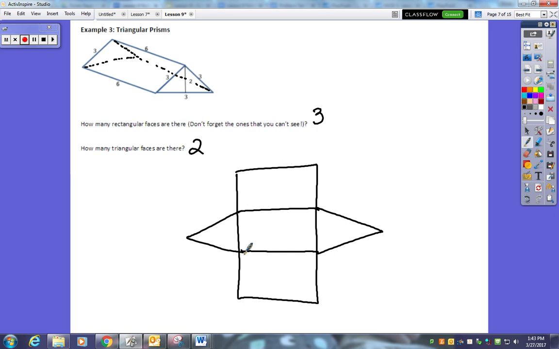Looking at this, my rectangles are all going to be 6 by 3 rectangles because the bottom is also a 6 by 3, so you really have to look at all of the sides to see what they would be. So 6 by 3.